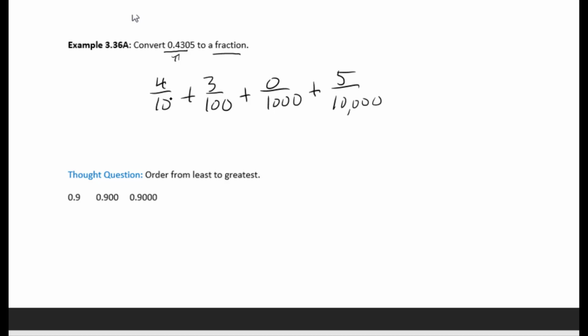So in this example, I'm just going to convert this decimal into a fraction. And there's a shortcut to it, and then there's a long way. I'm going to do the long way to start. This here is 4/10. So I have 4/10 plus 300/10,000 plus 5/10,000. So in order to add these, we have to find a common denominator. So I'm going to take 4/10 and change it into 10,000ths. So my denominator, when I'm done, is going to be 10,000.